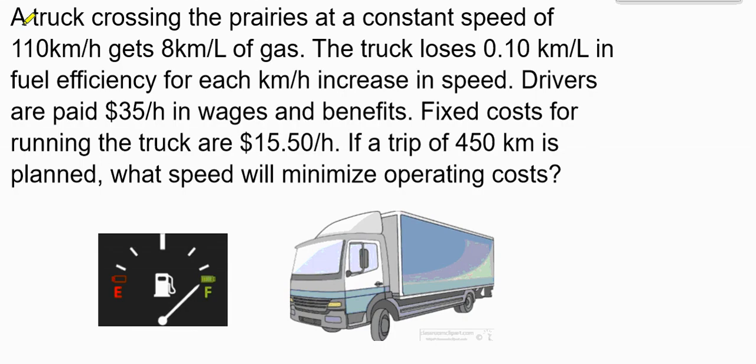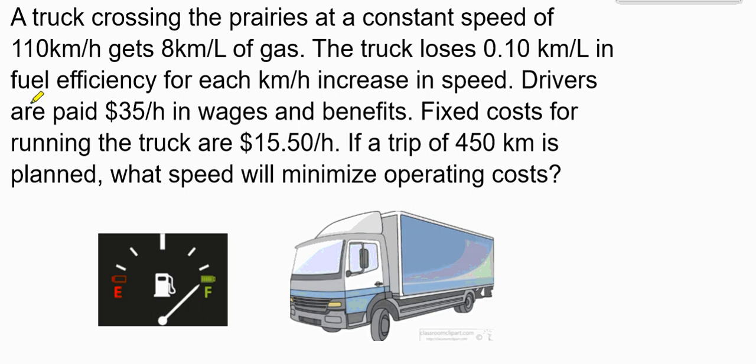Here's the question. A truck crossing the prairies at a constant speed of 110 kilometers per hour gets 8 kilometers per liter of gas. The truck loses a tenth of a kilometer per liter in fuel efficiency for each kilometer per hour increase in speed. Drivers are paid $35 in wages and benefits. Fixed costs for running the truck are $15.50 per hour. If a trip of 450 kilometers is planned, what speed will minimize operating costs?